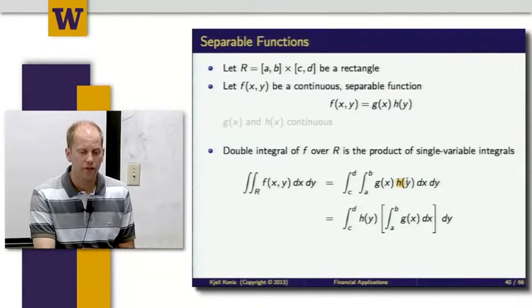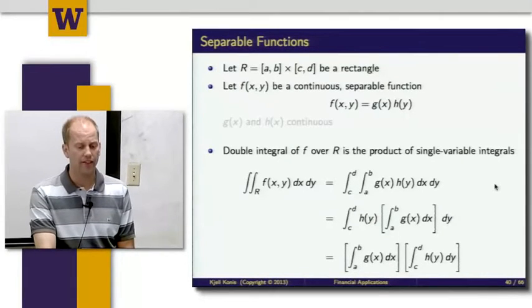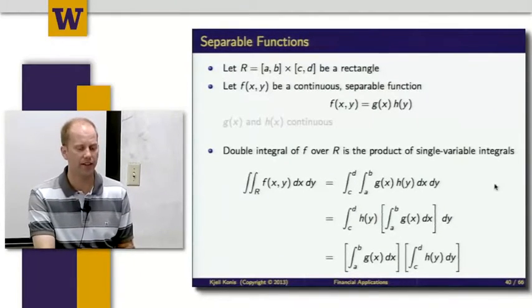And then because h of y is going to be constant when I'm integrating with respect to x, I can bring that out in front of the dx integral sign. Now inside the square brackets, I have something that I could just integrate and replace with a constant. Since this quantity inside the square brackets is constant, I can move that out in front of my dy integral. And so what I'm left with is a product of a definite integral of g of x dx and another definite integral of h of y dy.